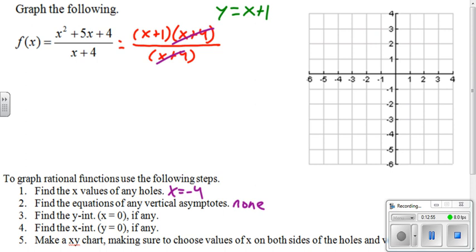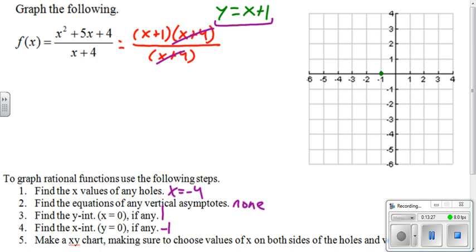The y-intercept of the function, set x equal to 0. If x equals 0, we would be at 1. If y equals 0, then x would be -1. And again, we can just look at this function because it's going to look just like that to find that. We don't really need an xy chart because we just know that it's going to be, again, this x plus 1 chart, only we're missing the point where x is -4.